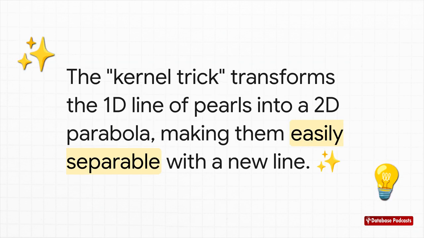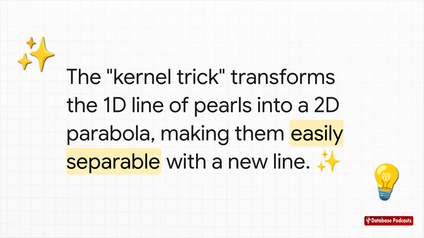It's called the kernel trick. It's basically a mathematical function that projects the data up into a higher dimension. So it takes that messy, one-dimensional line of pearls and transforms it into, say, a two-dimensional parabola. All of a sudden, the black pearls are at the bottom of that U shape, and the red pearls are up on the sides. And just like that, separating them is easy. You just draw one horizontal line.